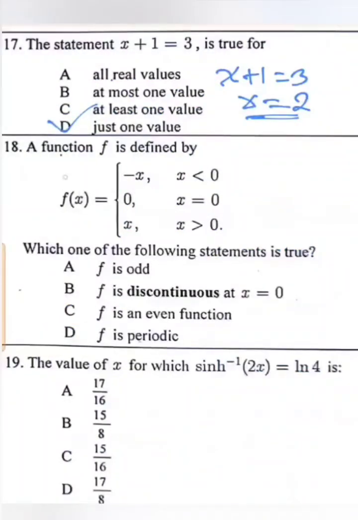In number 18, a function f is defined by f(x) equals negative x for x less than 0, 0 for x equals 0, and x for x greater than 0.